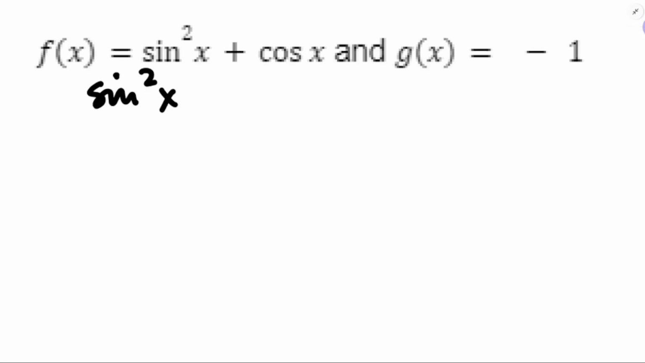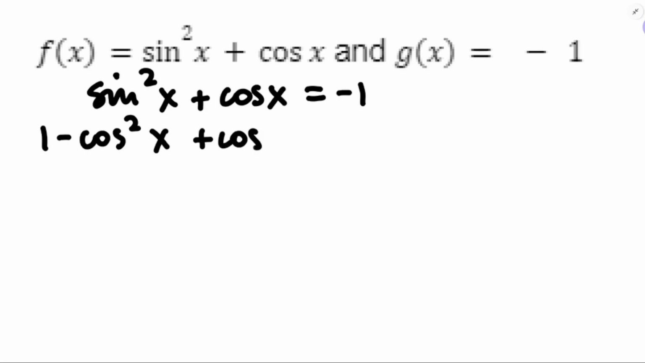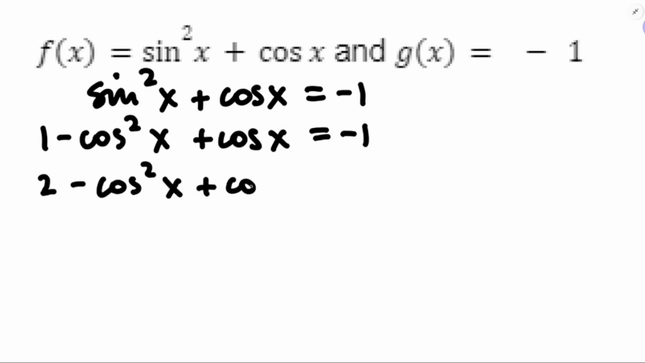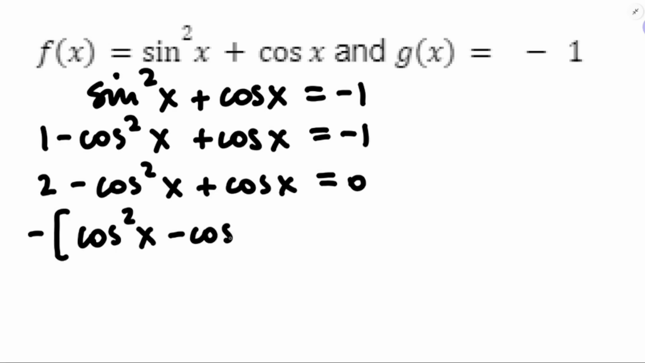Sine squared x plus cosine x equals negative 1. All right, it's the same substitution, so I'm going to say 1 minus cosine squared x plus cosine x equaling negative 1. I'm going to add 1 to both sides, so I'm going to have 2 minus cosine squared x plus cosine x equaling 0. And then I'm going to rearrange these terms and probably factor out a negative 1. Yeah, minus cosine x minus 2 equals 0.